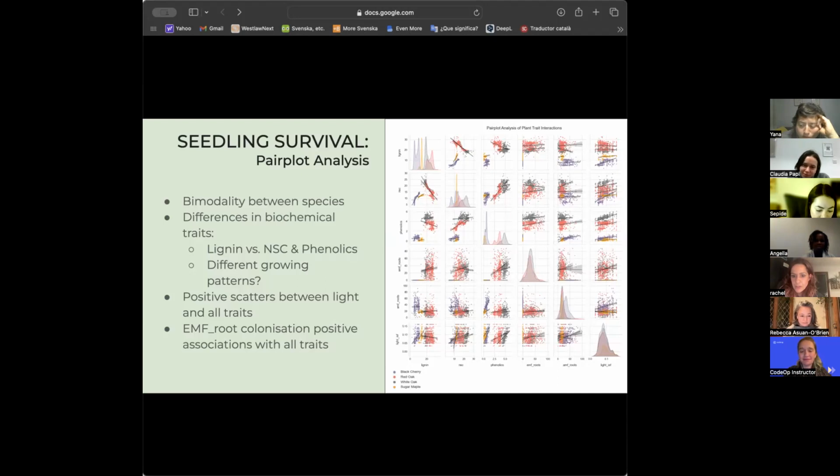Another thing that was very apparent with our pairwise plots is that light had a positive association with all the different features, suggesting that it is important for everything. And in terms of the AMF and the EMF root associations, there's arguably a positive association with all the traits if the plant has EMF root colonization.